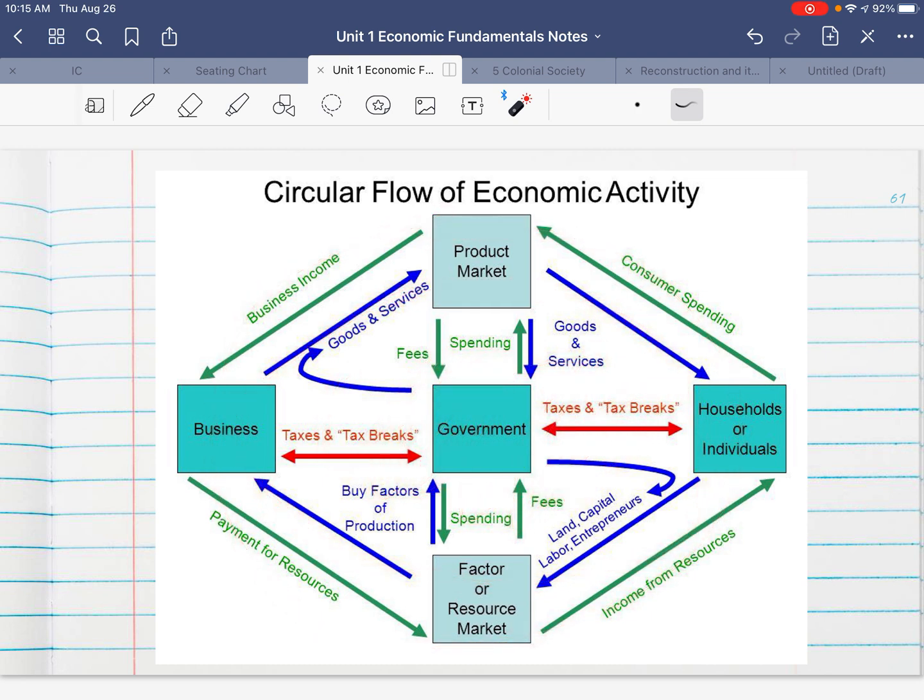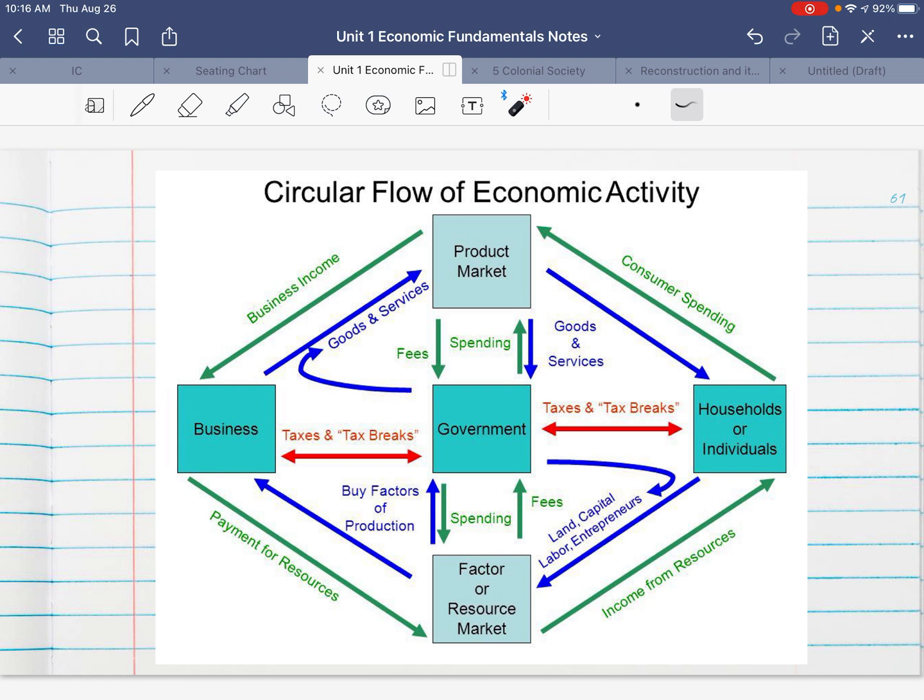We have the product market. That is where people buy things. The factor or resource market, that is where things are made. Within our economy, we have businesses that buy and sell, and we have households that buy and sell. So let's start with households because that's easy for us to think about because we are individual people.